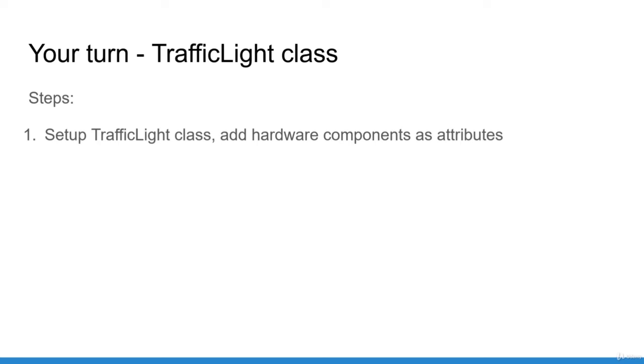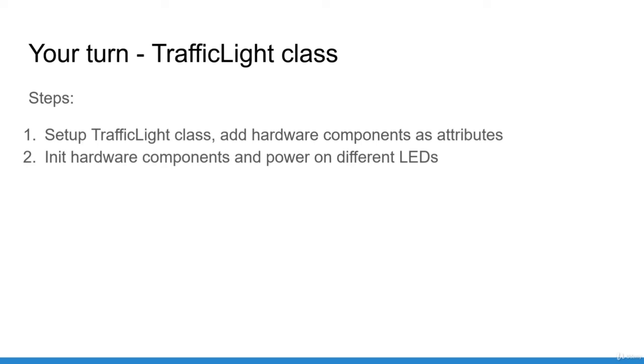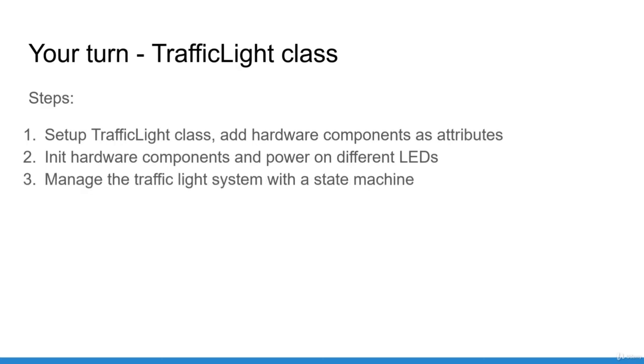First, create the traffic light class with the header and CPP file, and add all the hardware components we need as attributes, and also create the constructor. This step is mostly setup, but it is an important step which will serve as the foundation for the rest. In the second step, we are going to make the traffic light class initialize all the hardware components from one method and also create some useful methods to power on different LEDs. Then it's time to write the most important functionality of the class, which is the management of the traffic light system. For this, we will use a state machine.